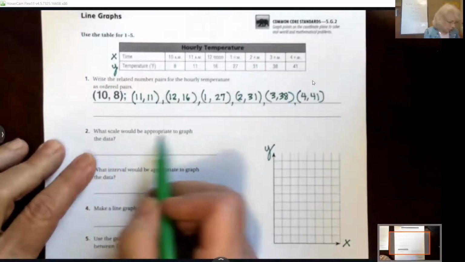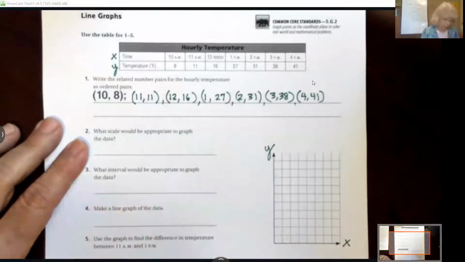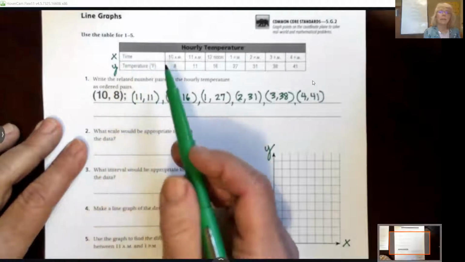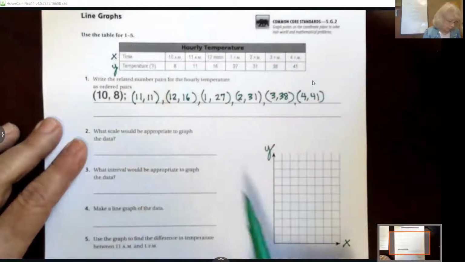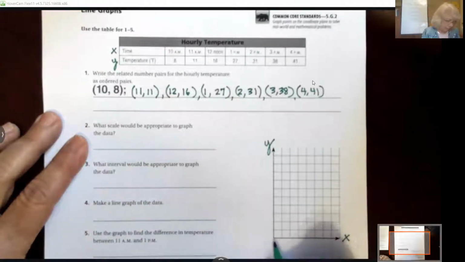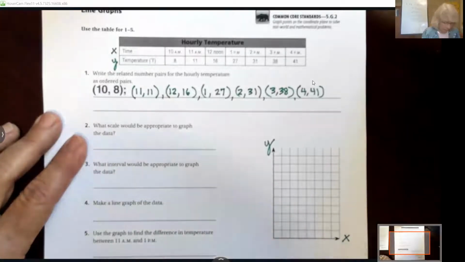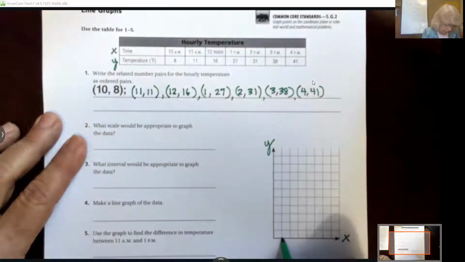Then it asks us what scale would be appropriate to graph the data. Wow, okay, well that's a complicated question. We're going to go over here and think about graphing the data. This is our x-axis, time, which is 10, 11, 12, 1, 2, 3, 4. And this is our temperature, which is going to go this way. So remember when we graph data, the increments in between need to be exactly the same. So we don't necessarily have to start at 0 or 1, but once we start, the interval, meaning the space between two lines, has to always be the same.